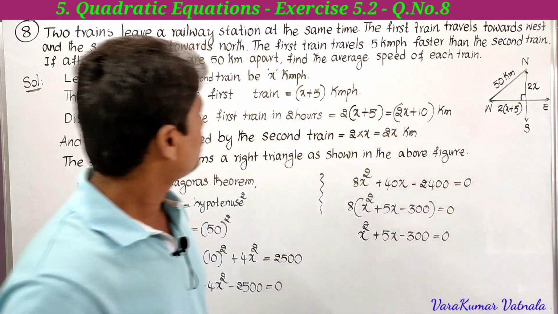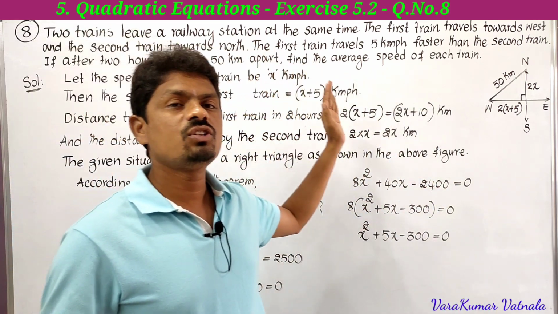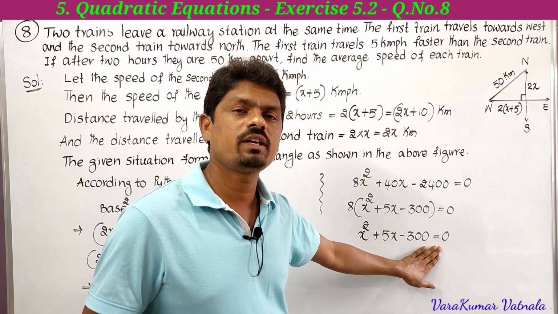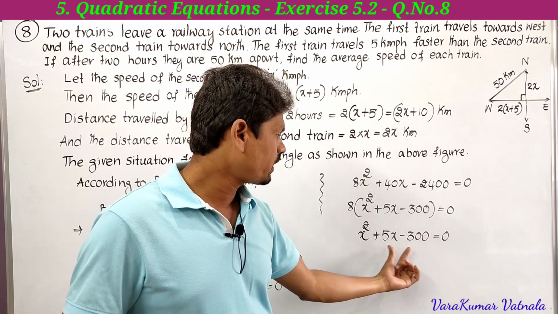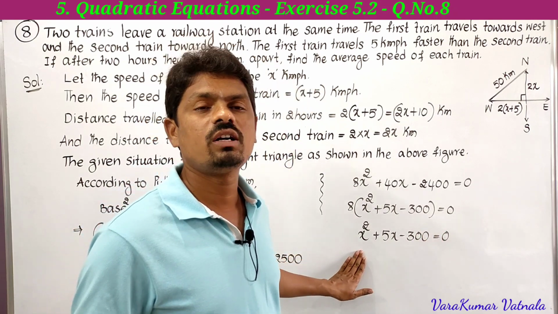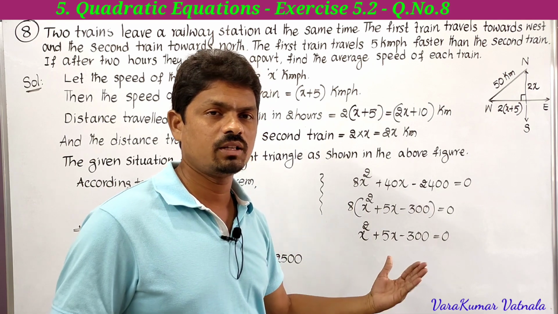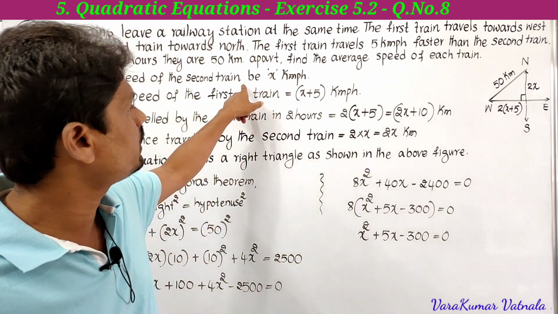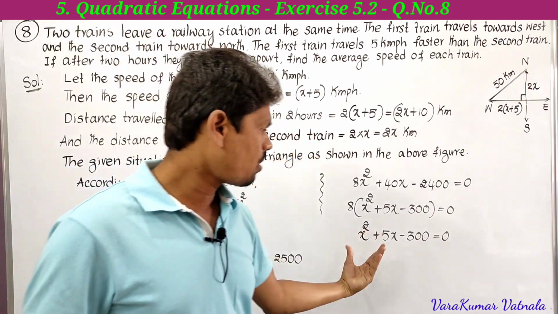Now from the given situation we have formed a quadratic equation in variable x: x square plus 5x minus 300 equal to 0. Now how to solve this quadratic equation? By factorization method, so we get the x value. If we get x value, we can get the speed of the trains. So see here how we can solve it.